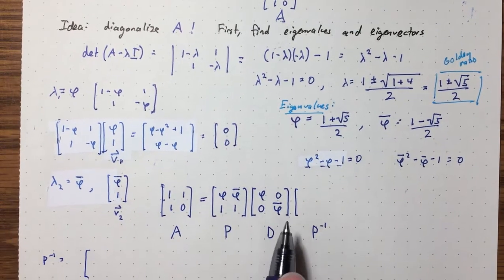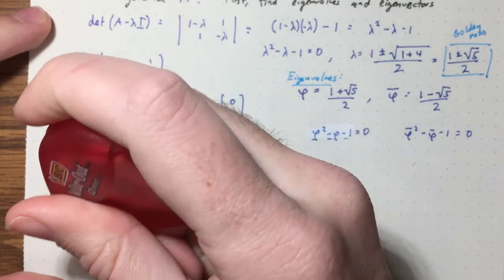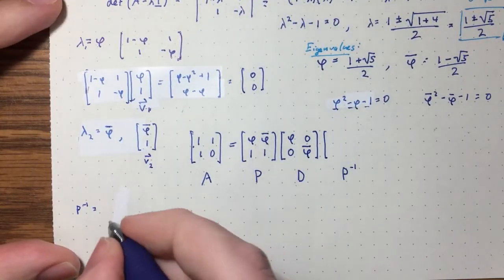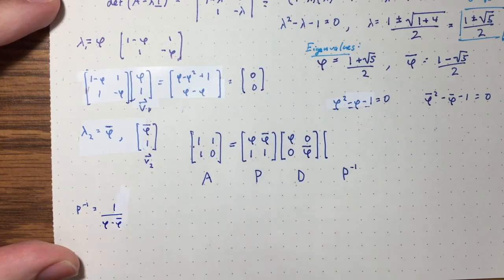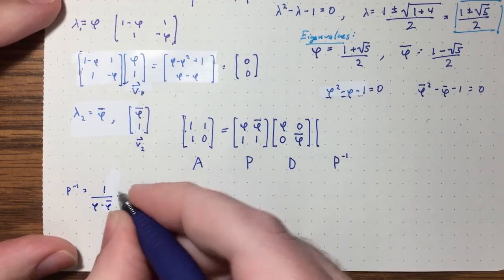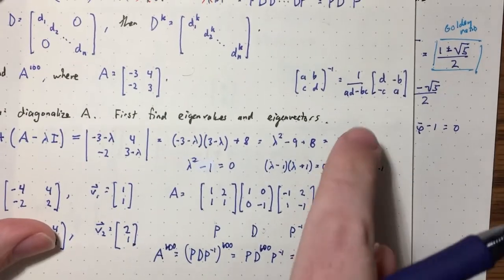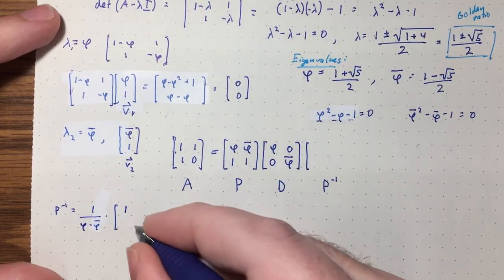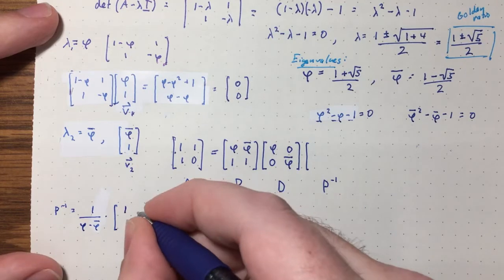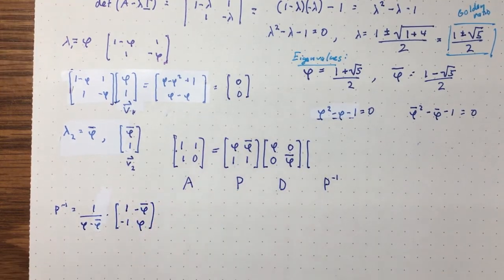Well, let me leave some space. This is going to be more involved than I thought, actually. I have to do 1 over the determinant. That's 1 over phi minus phi bar. I'll try to figure out what that is. And then I'm just going to use that same formula I used earlier for a 2 by 2 inverse. Okay, so I swap these two, and then I need to put negative signs on these.